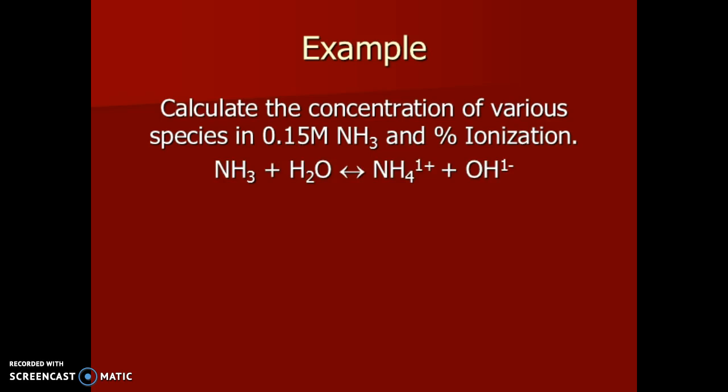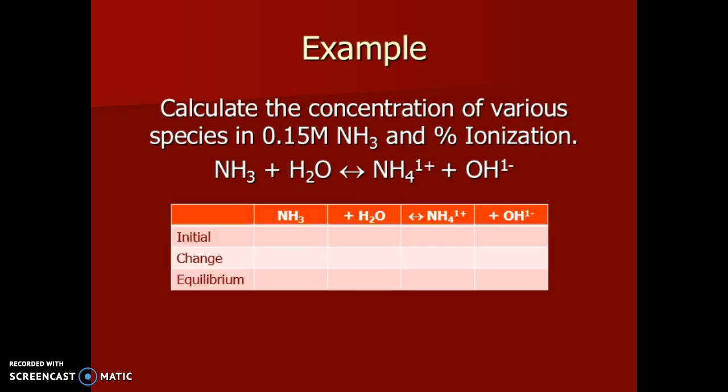So here's our equation with ammonia plus water. The lone pair of electrons on that nitrogen is going to be able to kind of snag one of the hydrogens off of the water, creating ammonium and hydroxide ion. It's with this equation that we're going to layer it into a box problem. And again, we're going to start with things that we know, initial concentrations.